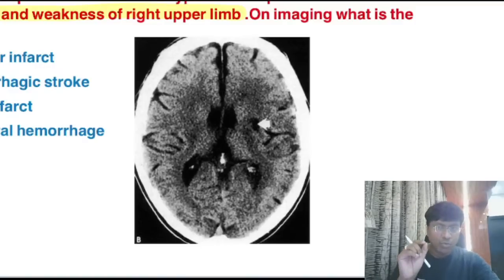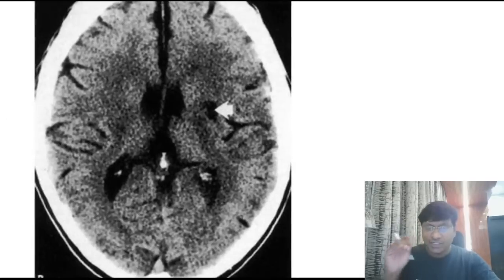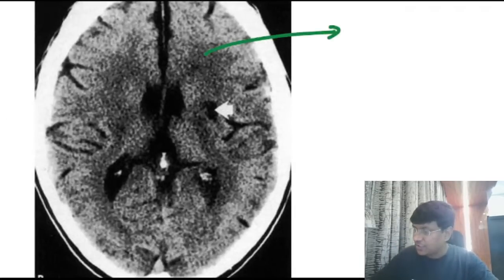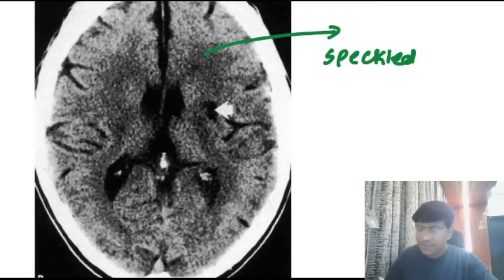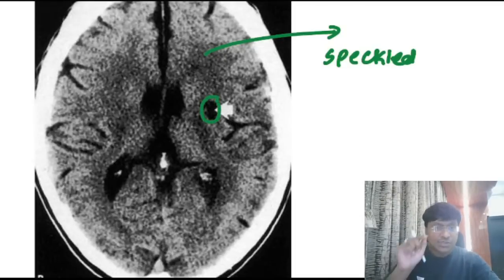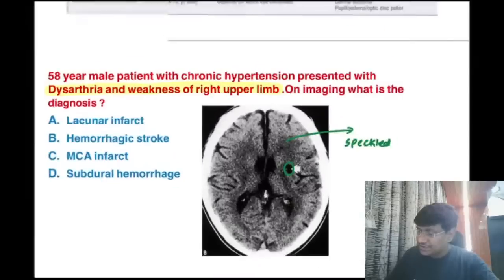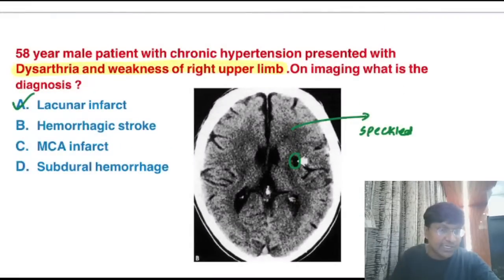Now, what exactly you are seeing here is the presence of the dotted appearance, right? And this we call the speckled pattern, right? And you also have a lacuna. So this speckled dotted pattern, very good, this is nothing but the lacunar infarct.